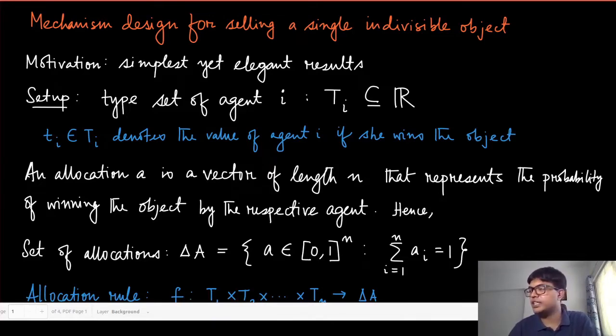So we have the type set for each agent. We will modify the notation slightly so that it falls in line with the standard definitions of single indivisible object. So the T_i, which is the equivalent of capital Theta_i, as we have defined elsewhere, is a subset of the real line. So now the type set is a subset of the real line, which denotes that if you pick a specific type of an agent i, this denotes the value that this agent gets when she wins the object. So it's as simple as that.